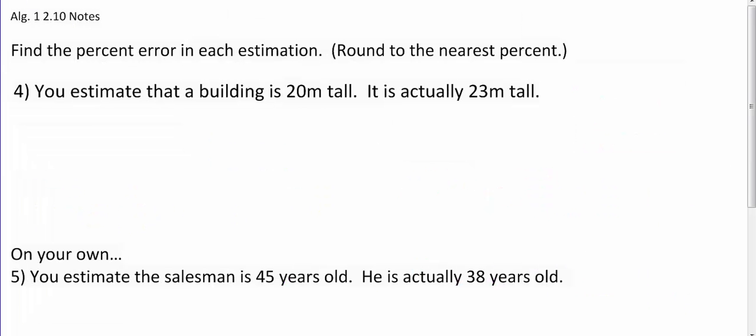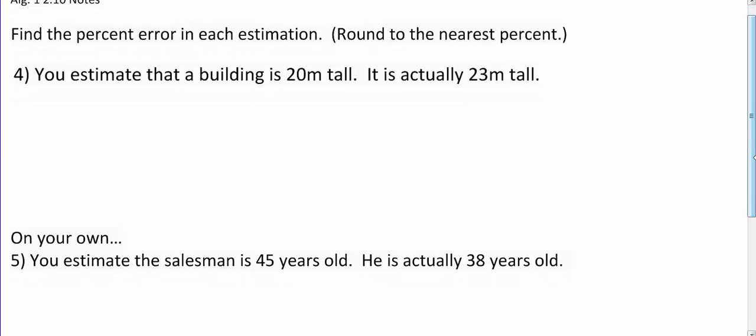All right, let's find some more ways that percentages are used. This is percent error for estimation, kind of an interesting topic. Estimation is something that we do all the time in real life, and probably should do even more than we do. We don't trust ourselves enough, and we don't have the number sense to make it work very well for us. So in the example you see here, a building is actually 23 meters tall, but we estimated it to be 20.